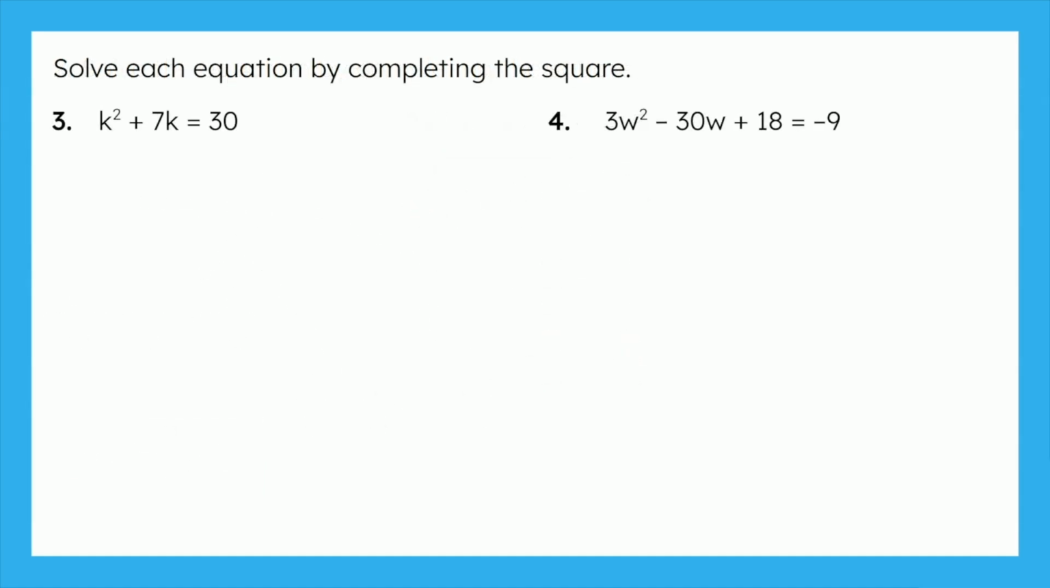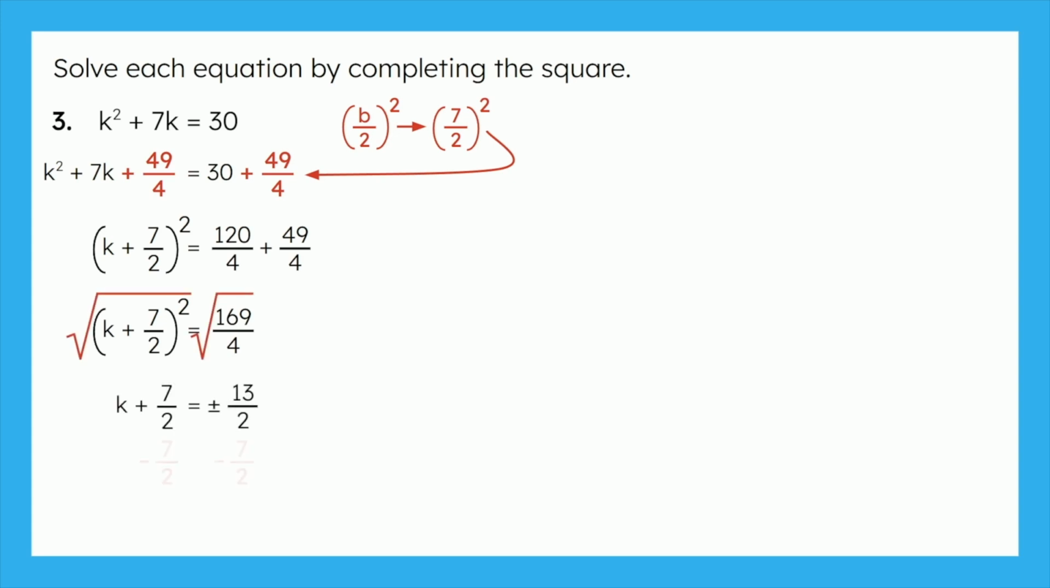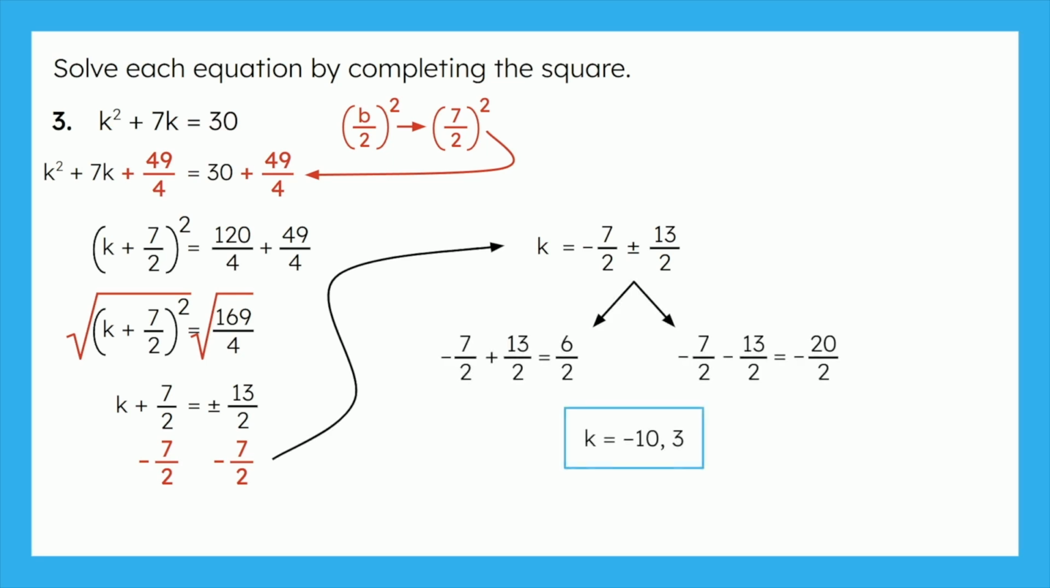Try a couple more problems on your own before we wrap up here. Solve each equation by completing the square and come back when you're ready to check your work. Here's the work for number 3. We start by completing the square, which requires us to add 49/4 to both sides. Then we solve for k. We continue to simplify each answer and get k equals -10 and 3. Remember, when we end up working with fractions, it's important to square and take the square root of both the numerator and the denominator, and to make a common denominator when adding or subtracting.